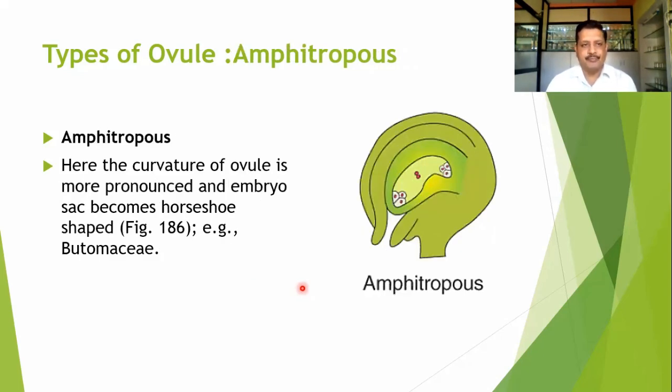Then Amphitropus. Amphi means both ways. Now here you can observe that the curvature of the ovule is more pronounced, and the embryo sac becomes horseshoe shaped. Because of this horseshoe shaped structure, it is called the Amphitropus. So here also there is no chance to get into one line, but we can find a horseshoe shaped type of embryo development in this type of ovule. So it is the Amphitropus ovule found in the family Butomaceae.